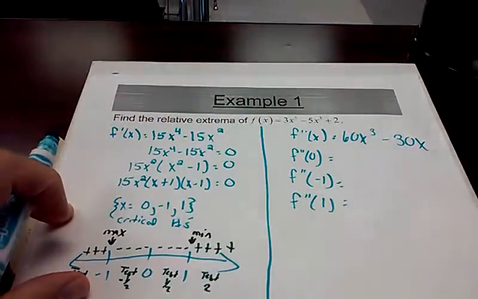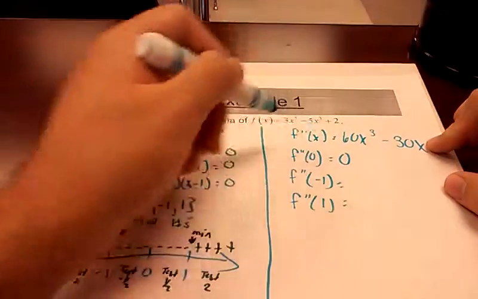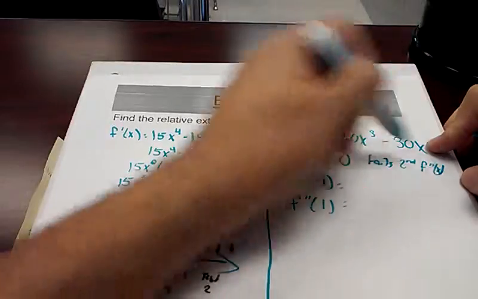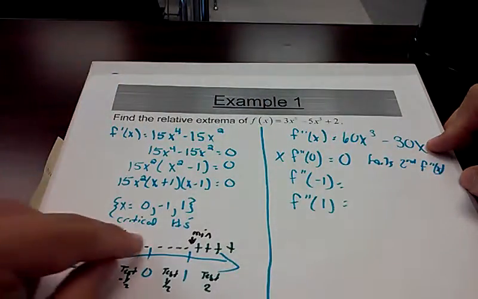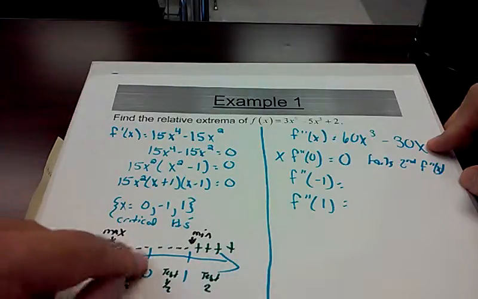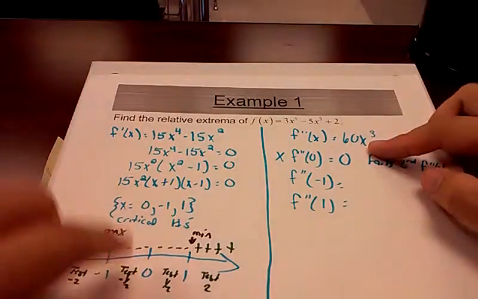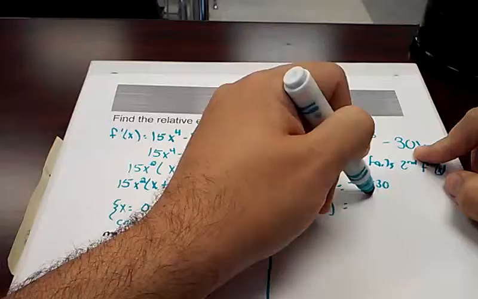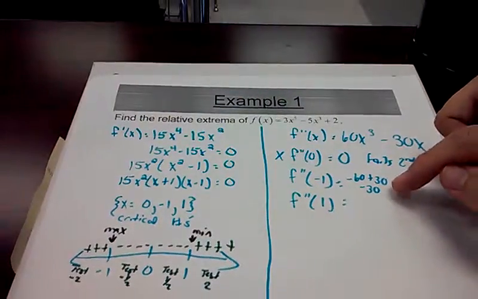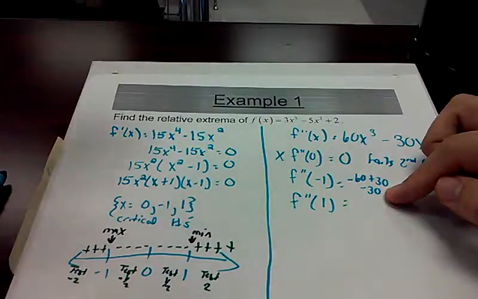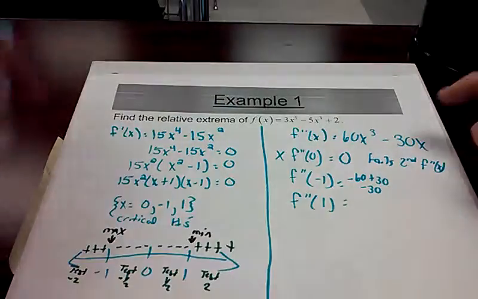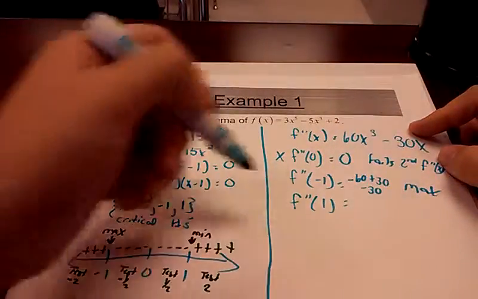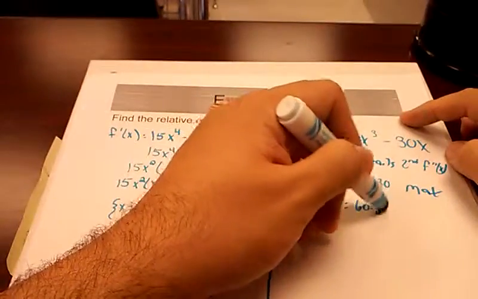So if you plug in 0 into this function, you just get 0, which means that it fails the second derivative test. So in other words, we can't use that answer. And if you notice in the first way we did it, you didn't have an answer there. But if you plug in -1, you're going to get -60 plus 30, and that's -30. And if you remember, whenever the second derivative is negative, that means it's concave down, and so that means it's going to be a max at -1. And let me double check. At -1, it was a max. That's right.